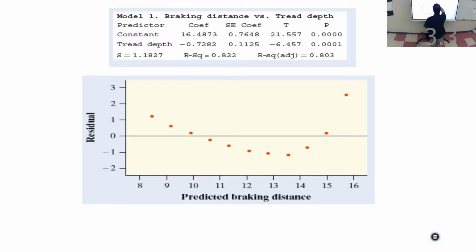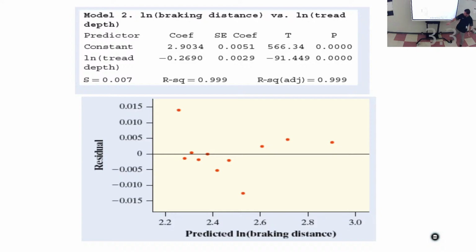And up here I can see braking distance and I can do tread depth. So what? I haven't done anything to either variable, okay? So we need to. Now I look at this one, predicted natural log. That's kind of hard to read. It says LN, natural log braking distance. And then that one says residual. And this one says natural log braking distance. And this one says natural log tread depth.